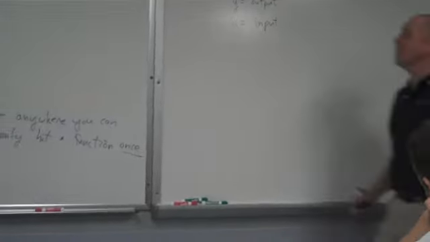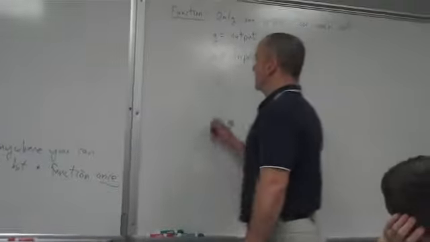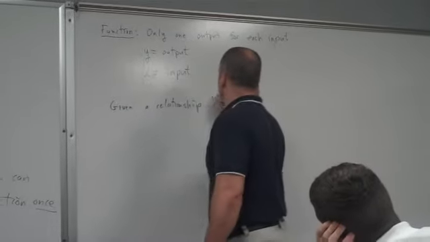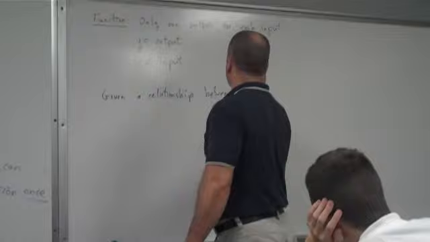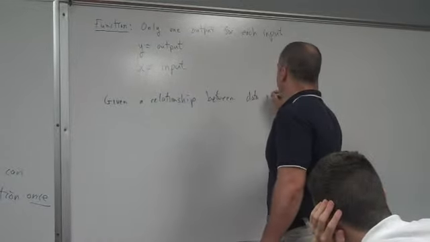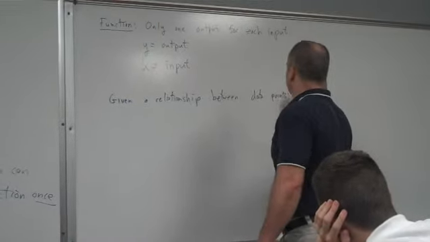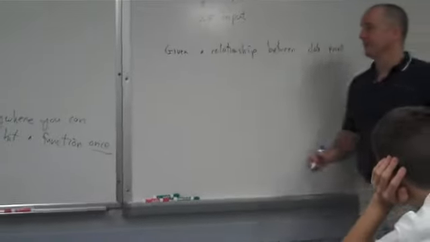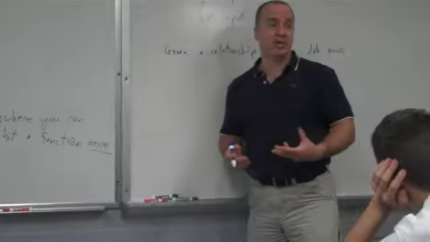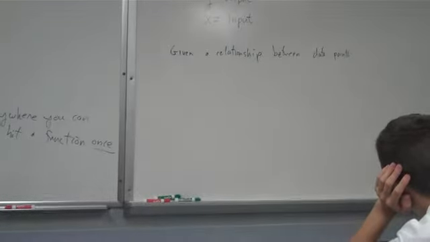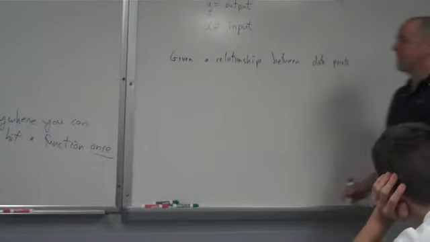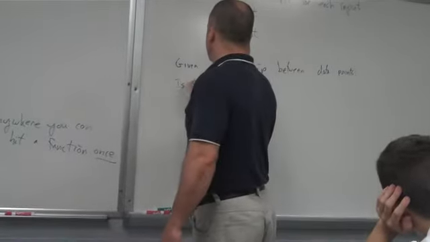Okay. Only one output for each input. So example. Given a relationship between data points. If what you're given is a relationship between some points of data. Okay, sometimes this will usually be coordinate points. Or what else does your book do with this? Input versus output? A little bit. Okay.